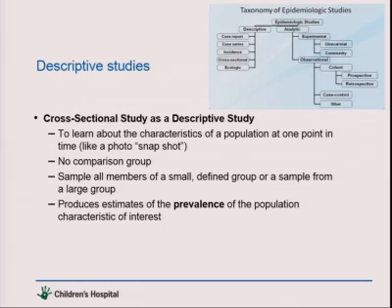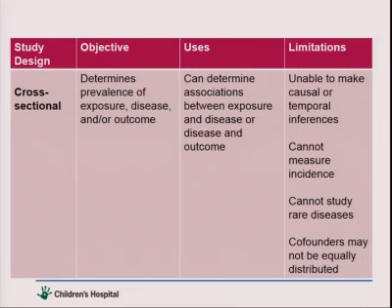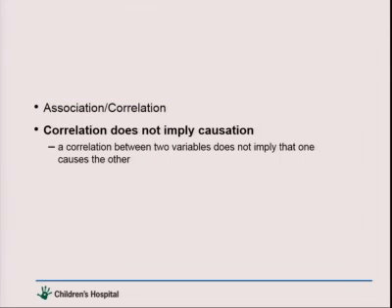The problem is that there's, again, no comparison group. It's just a snapshot in time. And what you will find, you're unable to make causal or temporal inferences, and you cannot measure the incidence. But what you do get is a lot of correlation, despite the fact that you can't make any inferences. A lot of people do, and they say, hey, here's a correlation. But understand that correlations do not imply causation.